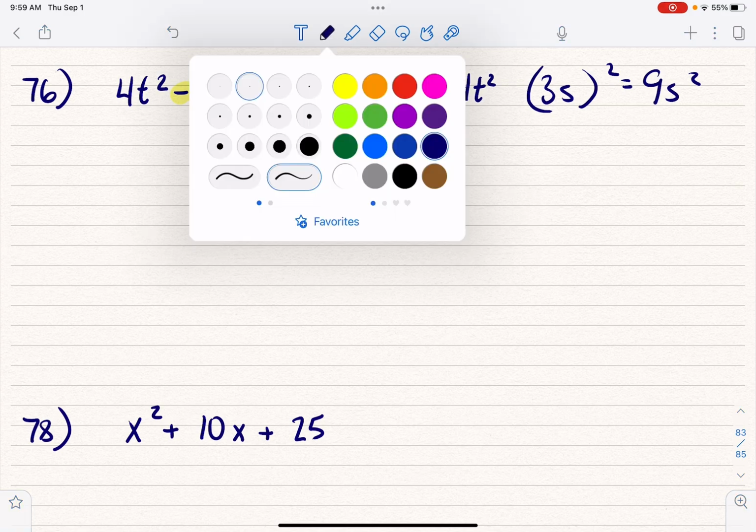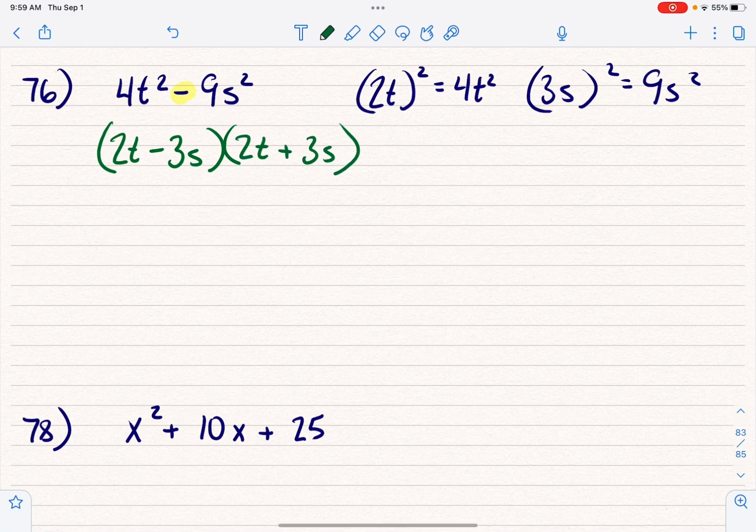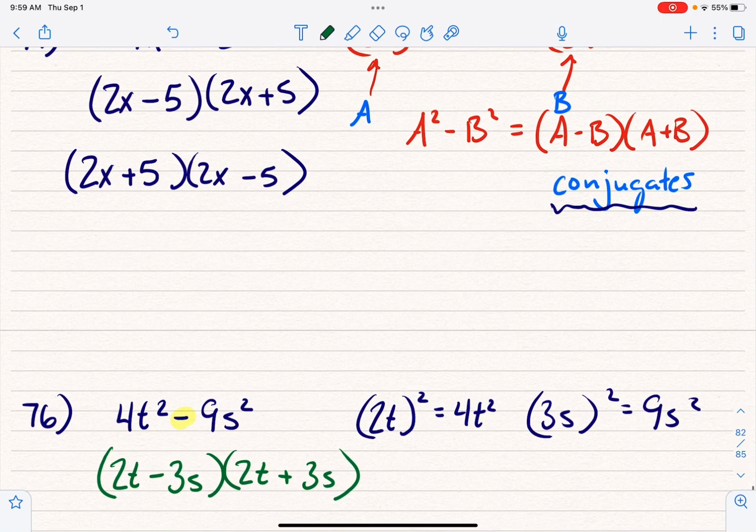So then I say, all right, that means I'm going to factor this down to the conjugates and just say 2t minus 3s times 2t plus 3s. That's that simple. I mean, just factor it down to the conjugates. You can't go wrong.